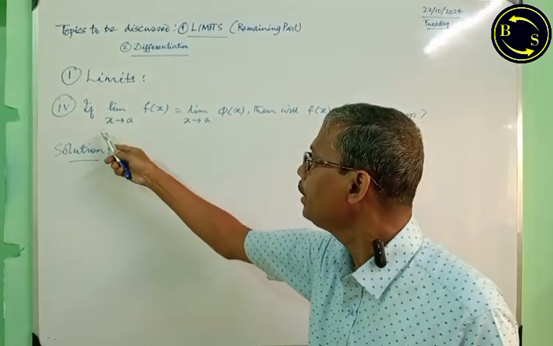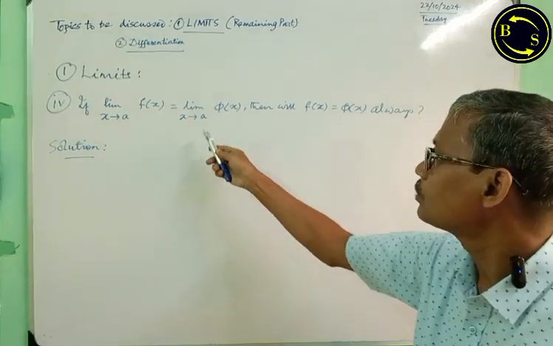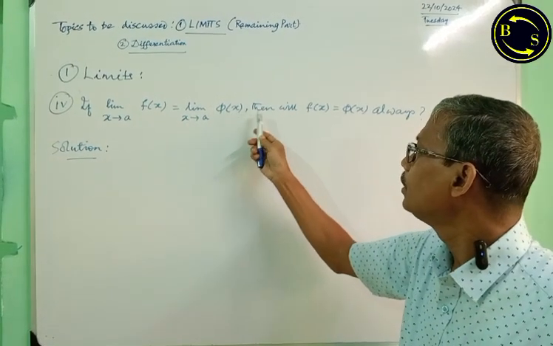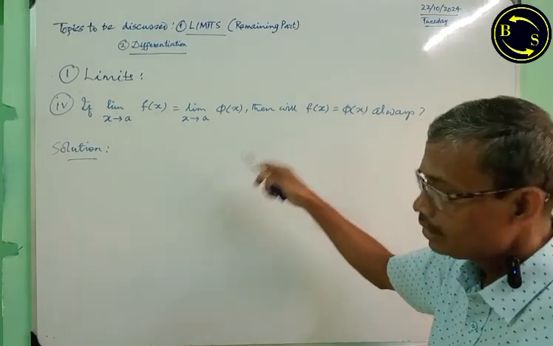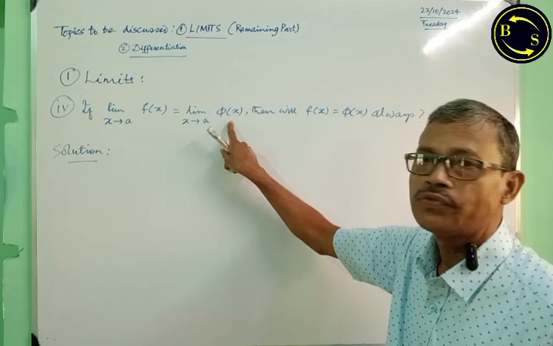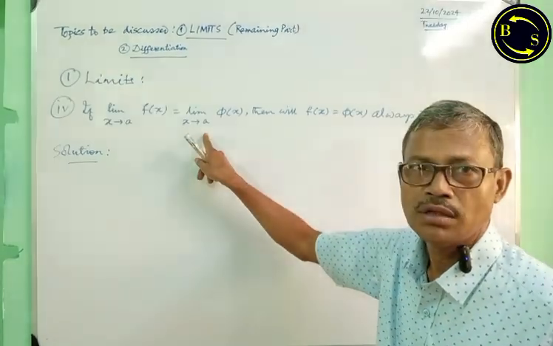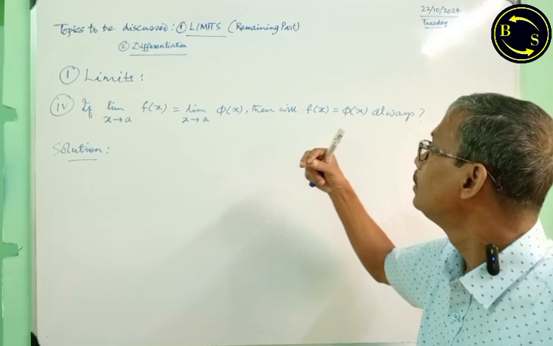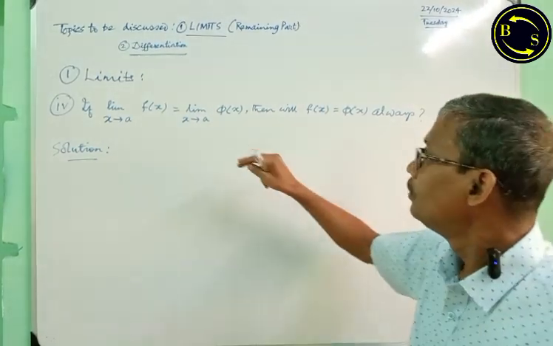Problem I have taken: if limit x tends to a f(x) is equal to limit x tends to a phi(x), then will f(x) equal phi(x) always? I am going to answer this. You see, f(x), phi(x), two different functions, but their limiting values are equal. Now, can I conclude f(x) equal to phi(x)?